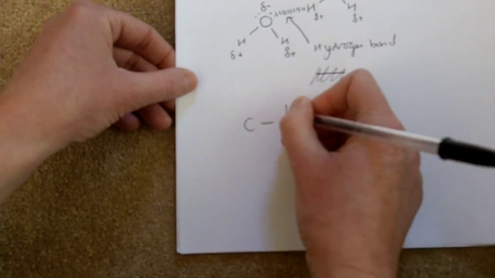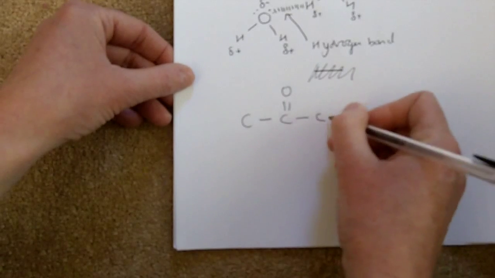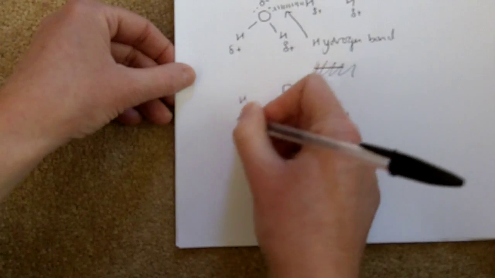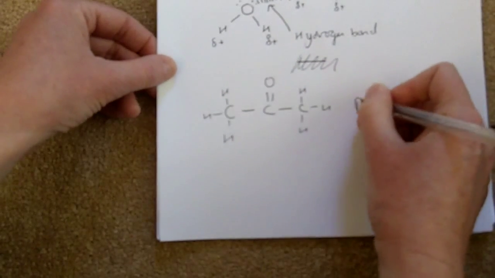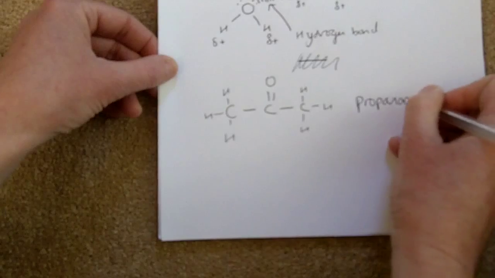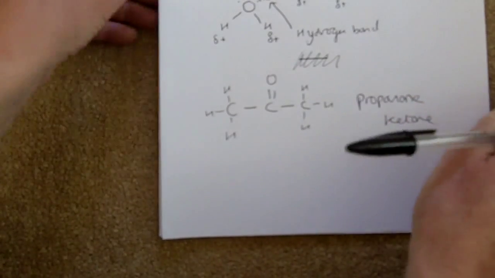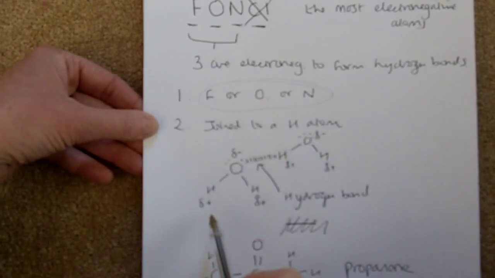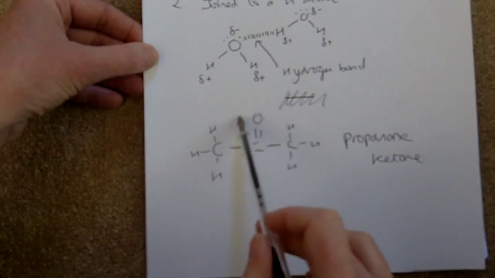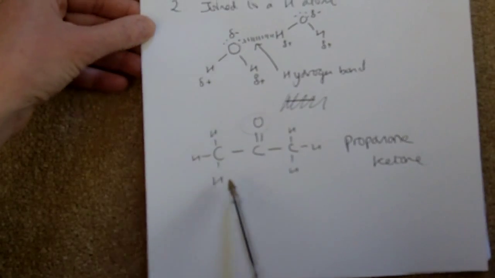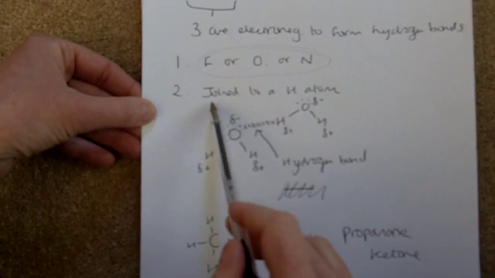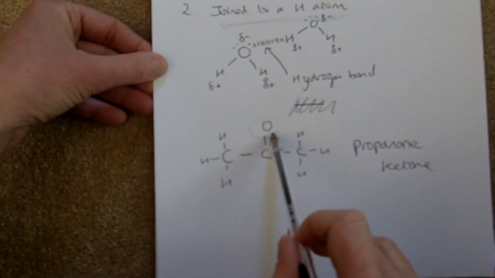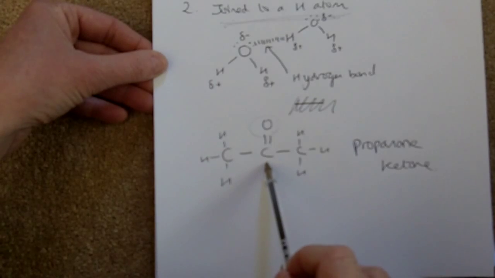All right, but let's think of an example. Let's take this chemical here. Does anybody know what this chemical is called? So this is propanone. It's a ketone. So I said to have hydrogen bonding, you had to have an electronegative atom. Well, it does have an electronegative atom. But the electronegative atom has to be joined to a hydrogen atom. The electronegative atom is not joined to a hydrogen atom.